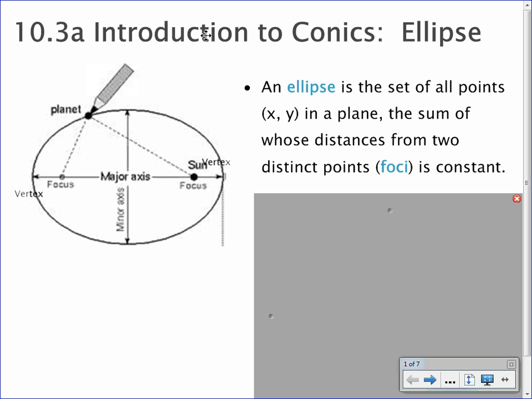We are going to talk about ellipses both today and tomorrow. Tuesday, we will have a quiz over parabolas and ellipses.